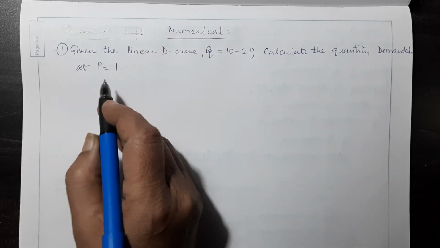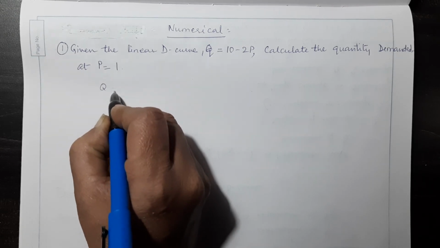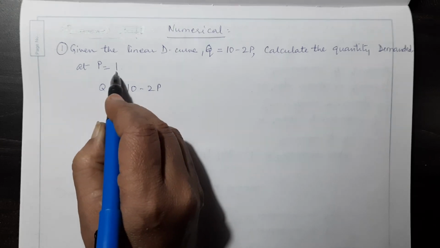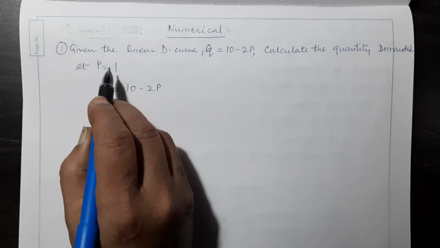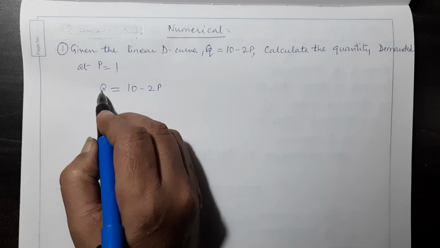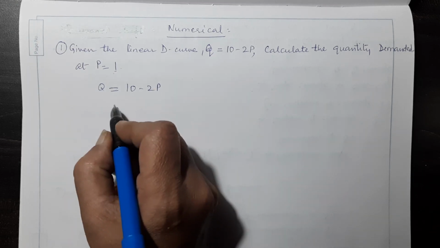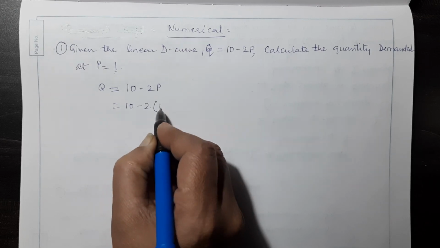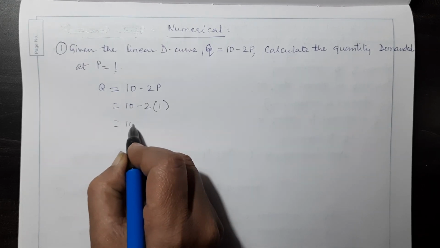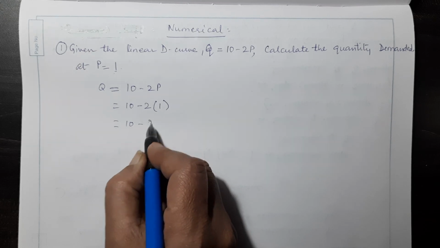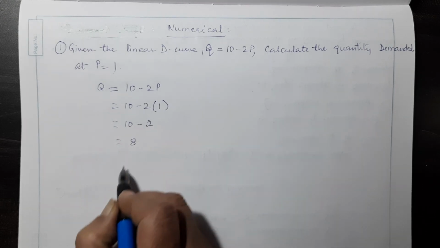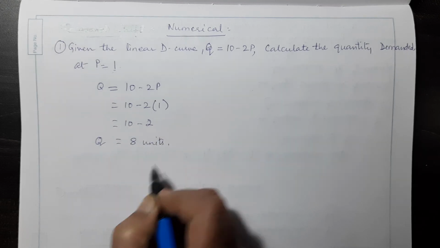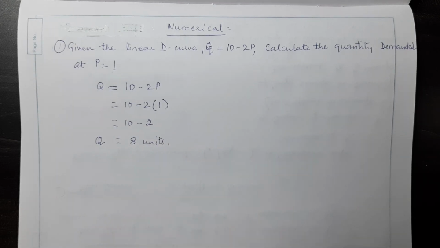Okay. So here we know the demand function is given as Q is equal to 10 minus 2P. We know the value of P, which is equal to 1. At P is equal to 1, what is the quantity demanded? That is the question. So here we'll simply write the value of P over here, substitute it and then solve it. 10 minus 2 into 1, so which is equal to 8. So quantity demanded is 8. So here Q is equal to 8 units, right? So that is the solution for such problems.